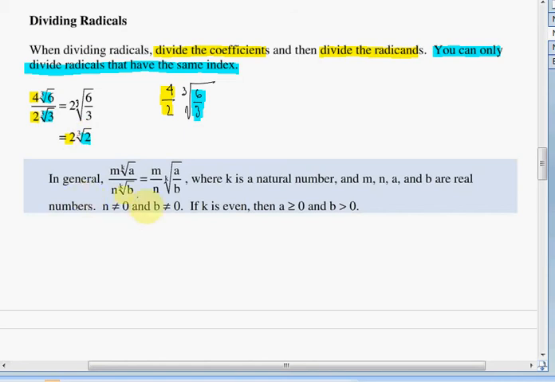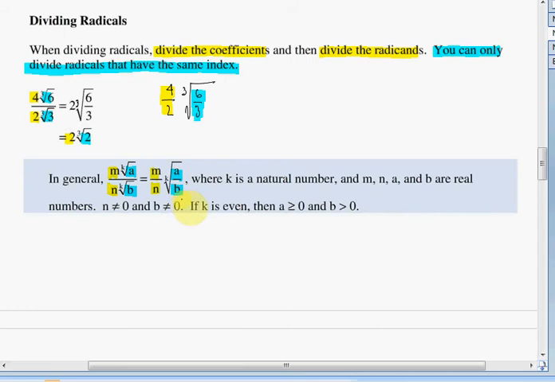So if we take a look at our explanation here, it says in general, m times the k root of a divided by n times the k root of b is the same thing as saying m over n, those are your coefficients, times k root of a divided by b, which are your radicands. So k is a natural number meaning 1, 2, 3, 4, and so on. M, N, A, and B are real numbers. And just a couple of things to discuss here. N can't be 0, and if you notice, N is in the denominator, and that's because we can't divide by 0. And the same thing is true for B. B can't be 0 because, once again, it's in the denominator and you can't divide by 0.